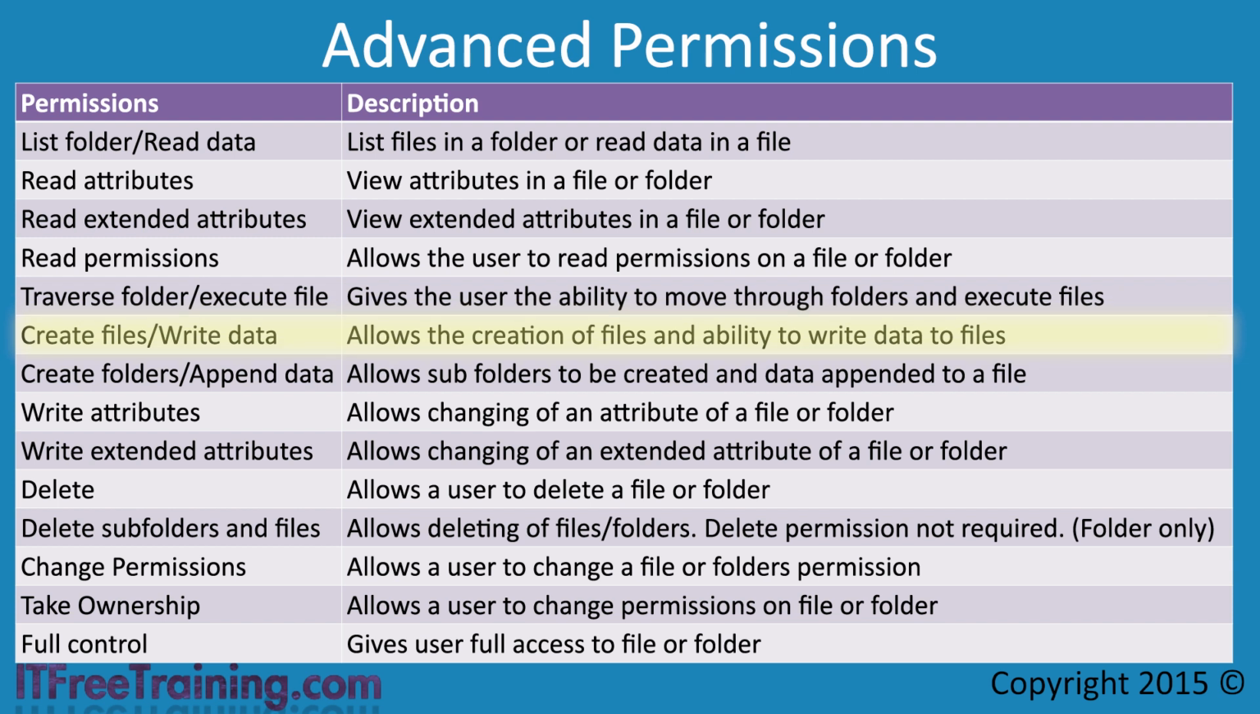The next permission is Create Files, Write Data. This permission gives the user the ability to create files, and if applied to a file, gives them the ability to write to the file. The next permission is Create Folders, Append Data. At the folder level, it allows subfolders to be created under that folder.